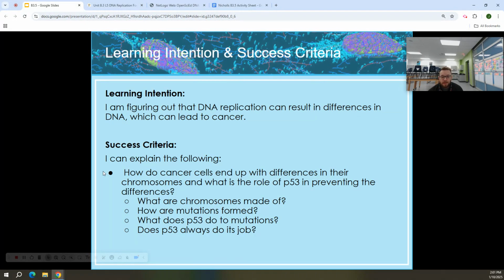Now, breaking that into smaller chunks of things we should be able to explain. What chromosomes are made of, okay? What is a chromosome? What is it made out of? How are mutations formed? So how do I get mutations? And probably what is a mutation and examples of those. What does p53 do to mutations, or how does it change the interaction between mutations? And does p53 always do that? Is it always doing its job? Okay.